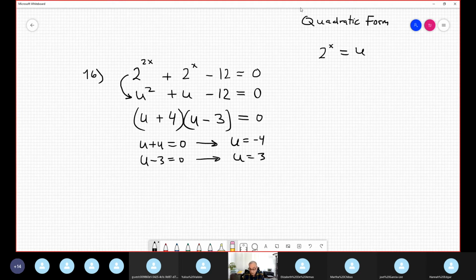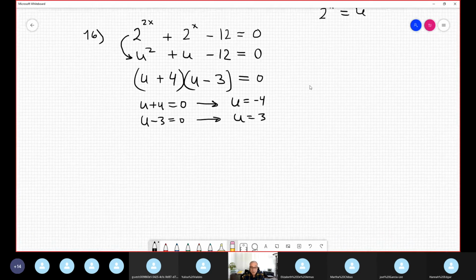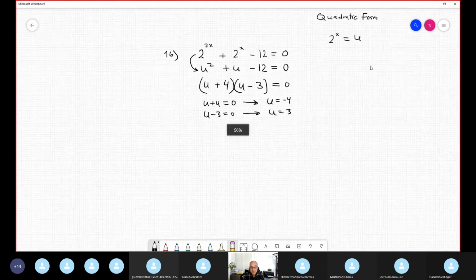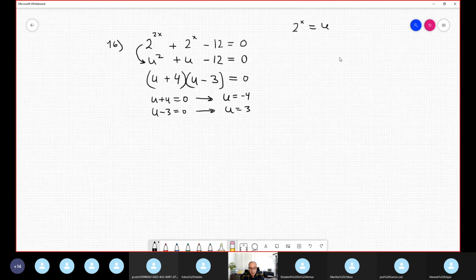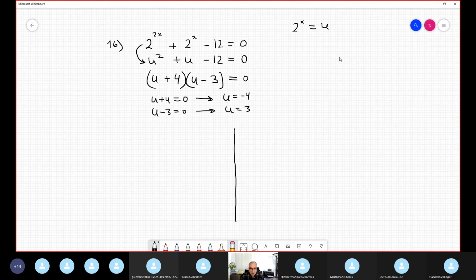Depending on the case, in this case it was easy by factorization because I found the combination. However, I'm not finished. I need to find the value for the original variable, which is x. So I split the board into parts because we have two potential solutions.